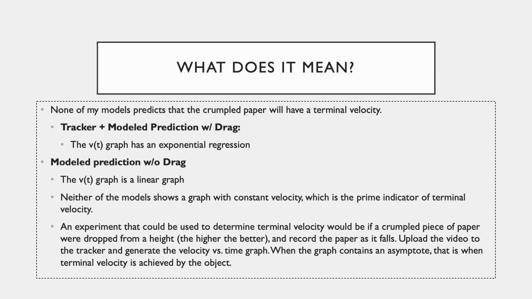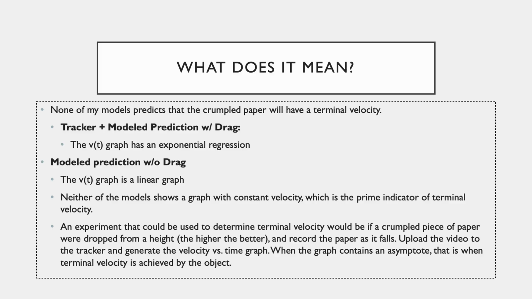So what does this all mean? Do any of our models predict that the object reaches a terminal velocity? None of the models predict that the crumpled paper reaches terminal velocity. The tracker graph and the GlowScript graph of the model that incorporated drag had an exponential velocity versus time graph that didn't have a clear asymptote, so it can be concluded that the terminal velocity wasn't reached. In the model that didn't account for drag, the velocity versus time graph was linear and also didn't indicate any terminal velocity.